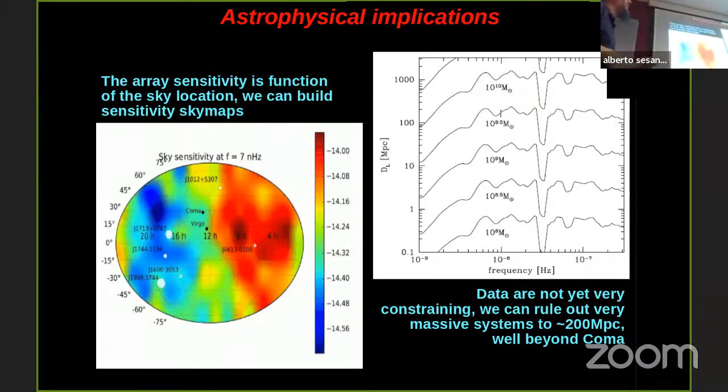So for example, we can rule out the existence of a massive black hole binary of more than 3 times 10 to the 9 solar masses out to the distance of the Coma cluster. What does it tell you? Well, really not much, because if you take a typical massive black hole binary evolution scenario model, you don't really expect any supermassive black hole binary of that mass closer than the Coma cluster to us. So those are very weak constraints that we are placing with those observations.